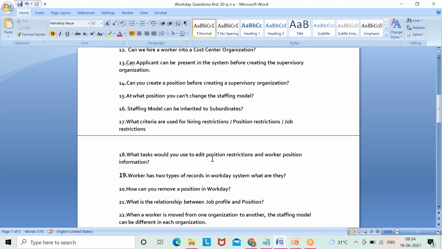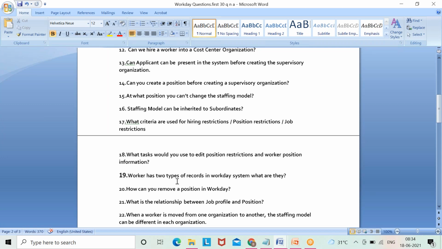Business processes. If you want to edit an unfilled position, which BP do we need? Anyone? Okay, no problem. Edit Position Restrictions lets you edit an unfilled position. Edit Position lets you edit a filled position, from the worker. Okay, right. Edit Position Restrictions.